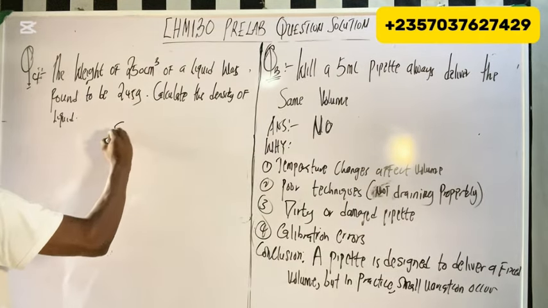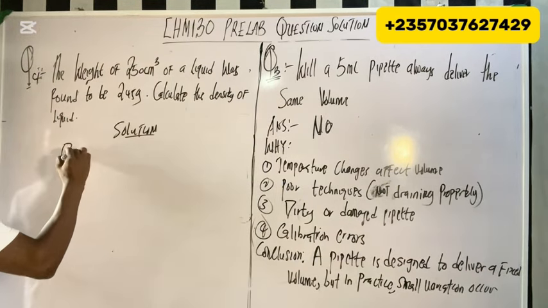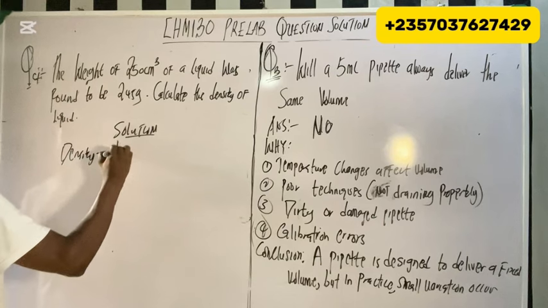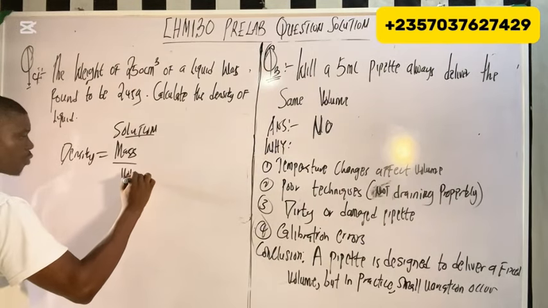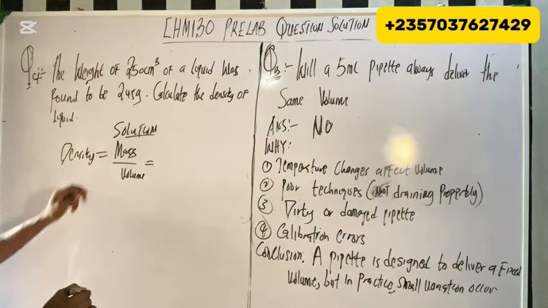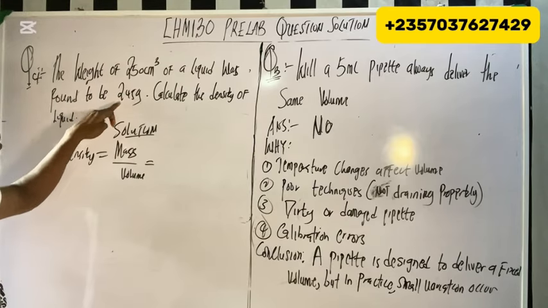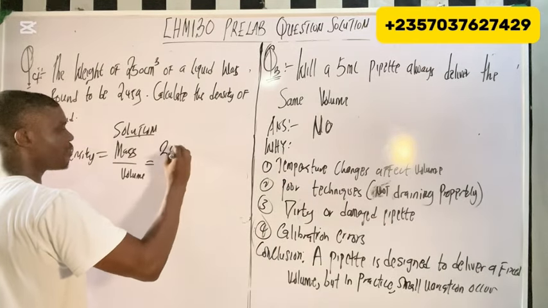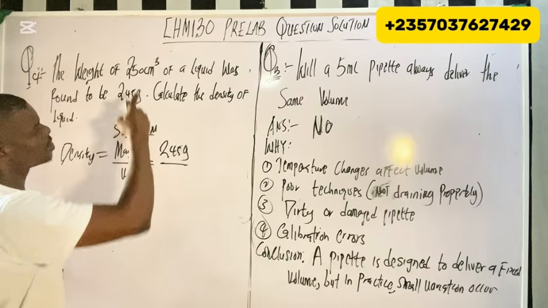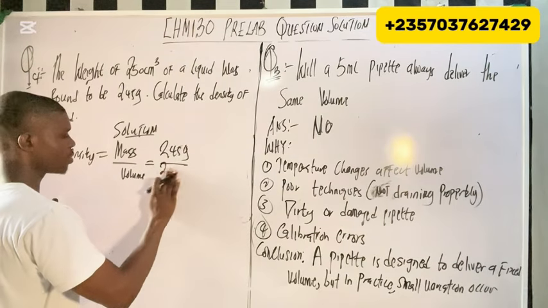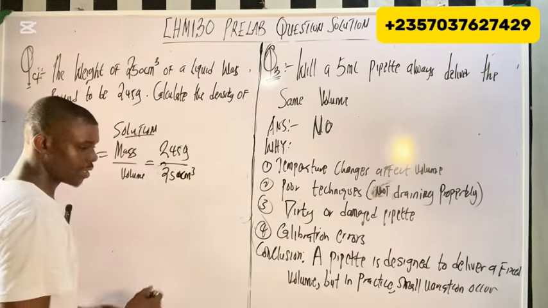Solution. So remember, density is mass over volume. Now, what is the mass of the liquid? It is 245 gram over, what is the volume? Volume is 250 cm cube. Okay.